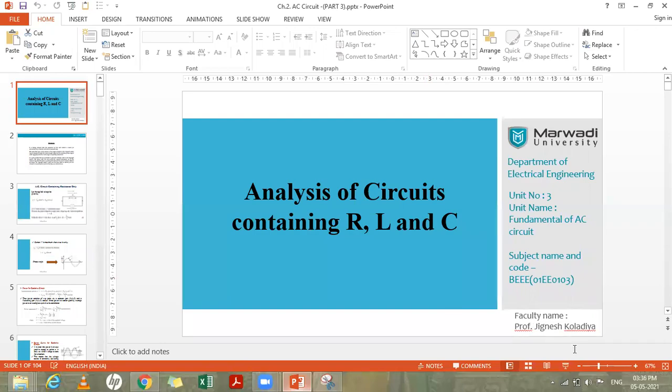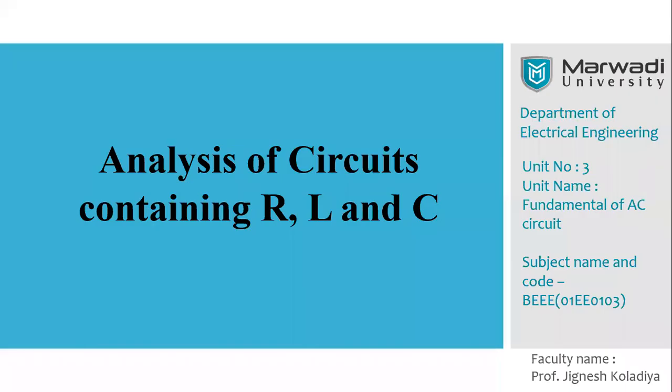Analysis of circuits containing R, L and C. So whenever we are going to talk about alternating quantities, these three components are very important: resistance, inductor and capacitor.